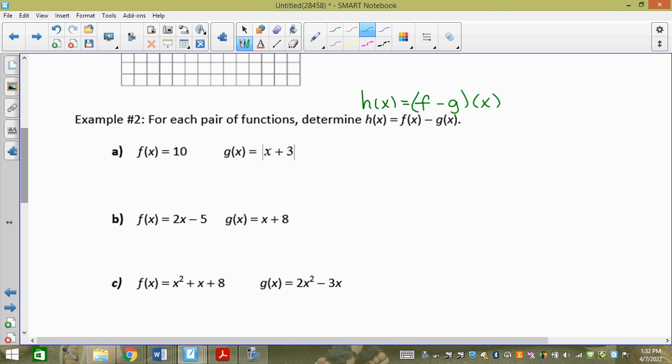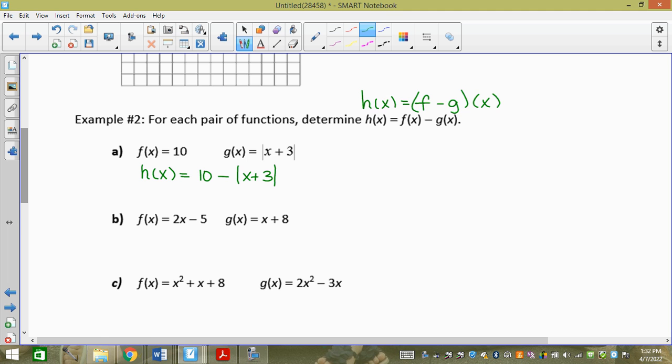Now here it says for each pair, determine h of x equals f of x minus g of x. Is it asking me for domain, range, or anything? No, it's just asking for the equation. Let's go. So we're going to get h of x equals f of x, which is 10, minus g of x, which is the absolute value of x plus 3. Can I make that any prettier? No, I'm done. It's the absolute value of x plus 3. You can't change that.